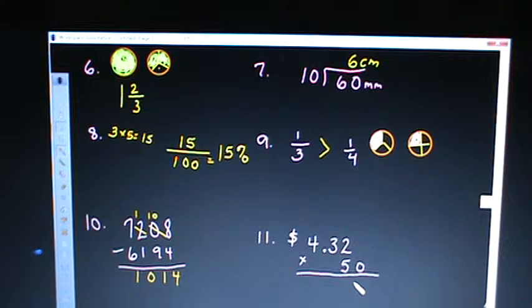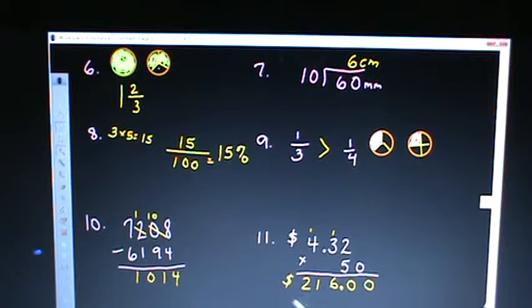Number 11. 11 simply says multiply $4.32 by 50. I'm going to write the 50 with my 0 out to the side so I can just drop it down. Now 5 times 2 is 10. Carry my 1. 5 times 3 is 15. 15 plus 1 is 16. Carry my 1. 5 times 4 is 20. Plus 1 is 21. Now I cannot forget that I have 2 decimal places right here. I have 1, 2 places to get to my decimal. So I need to come to my answer and go 1, 2 places in. So that means that it is $216.